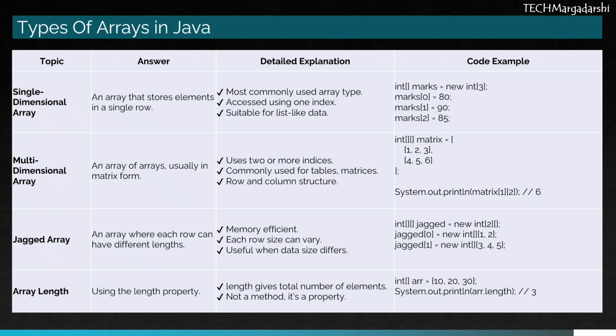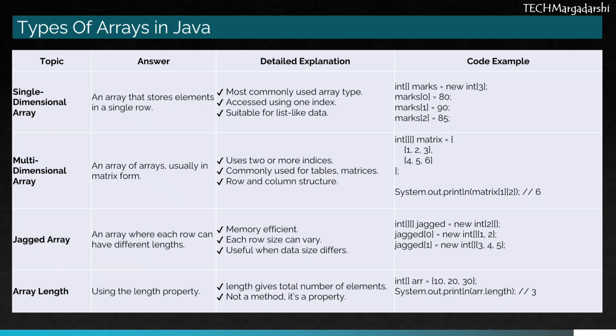Next is the multi-dimensional array. This is an array of arrays and is usually represented in a matrix form with rows and columns. It uses two or more indices and is commonly used for tables, grids, or mathematical matrices. Then we have the jagged array. In a jagged array, each row can have a different number of elements. This makes it memory efficient and useful when data sizes vary for each row.